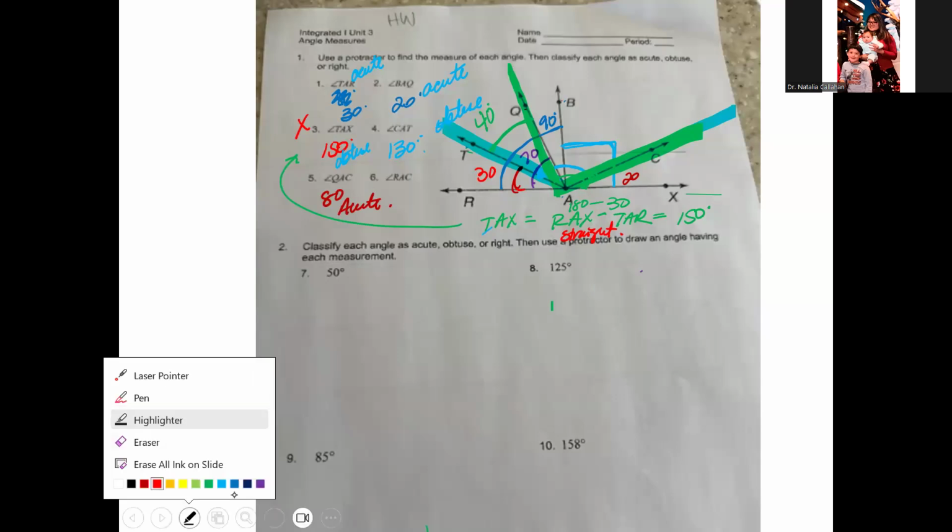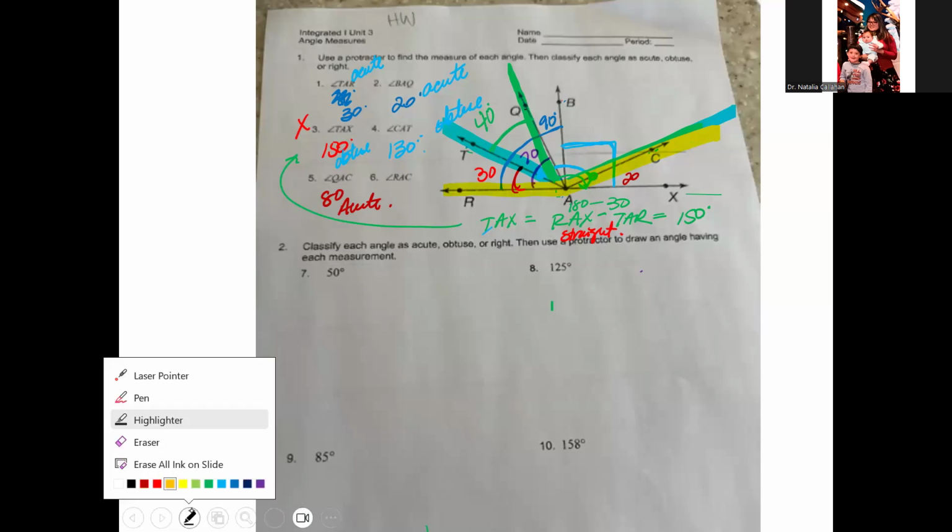Okay, number 6. Grab another highlighter. This one is RAC. Does that look acute or obtuse? Obtuse. Okay, so it's good to go ahead and know that. So now measure it and see what it is. 130. Okay.